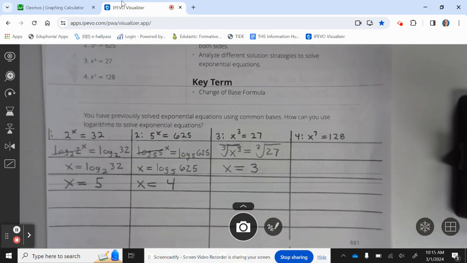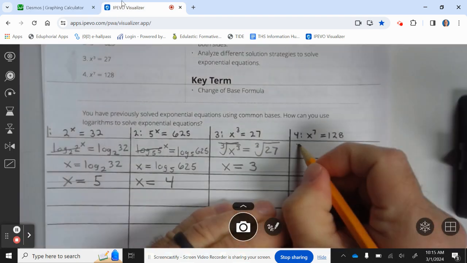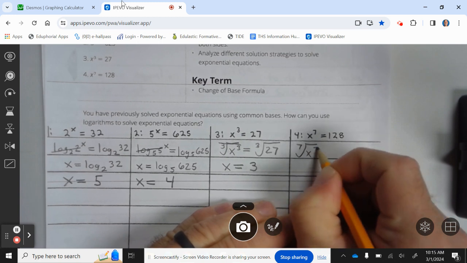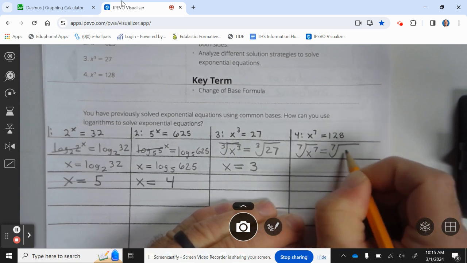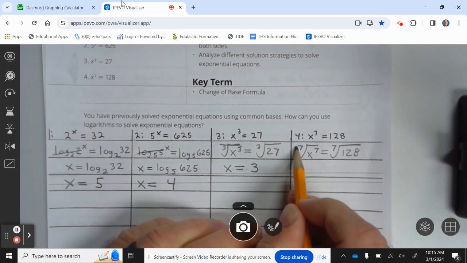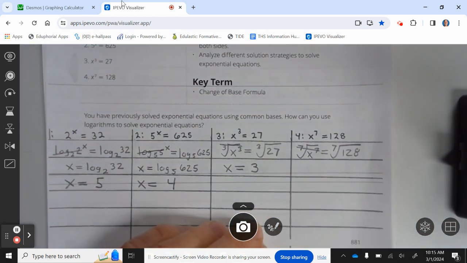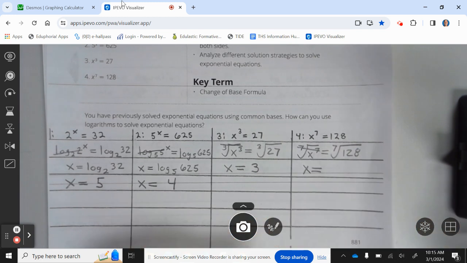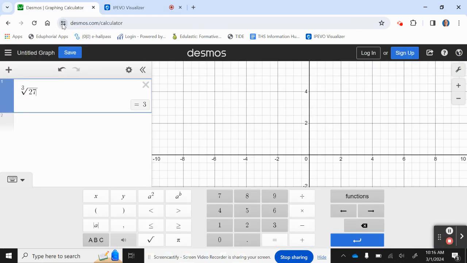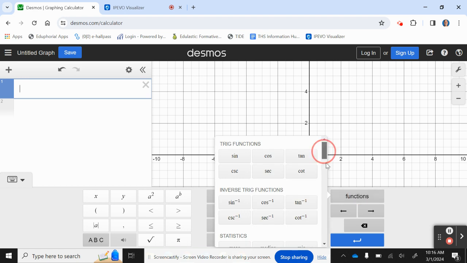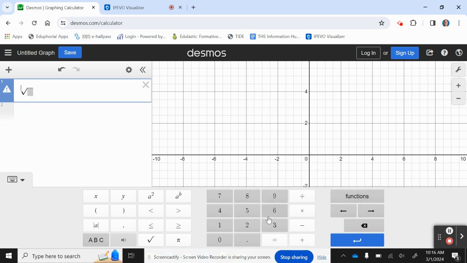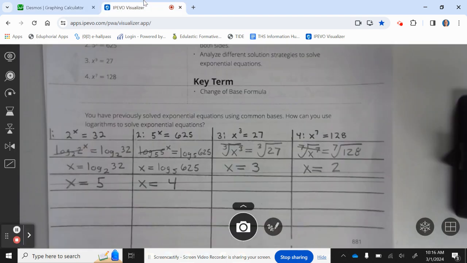All right, let's take a look at number 4. 4, we're going to take the 7th root of both sides. The 7th root cancels the 7th, so then that's x equals 7th root of 128. So x equals 2. All right, go ahead and finish up the warm-up. All right, let's take a look at the next page.